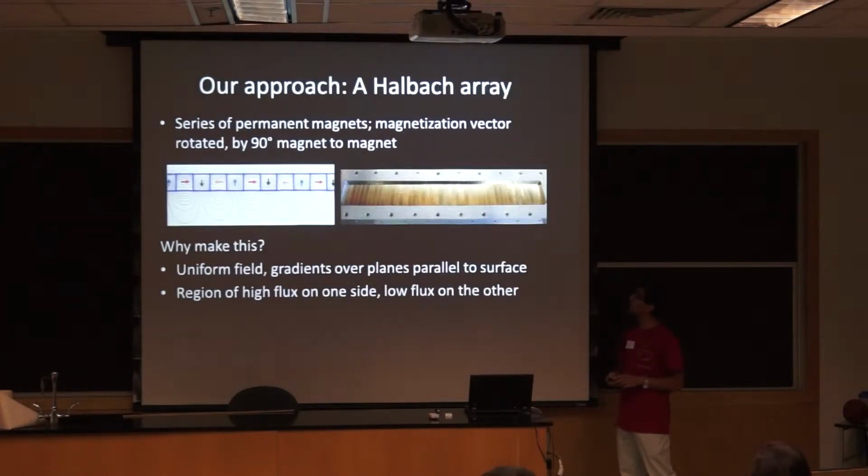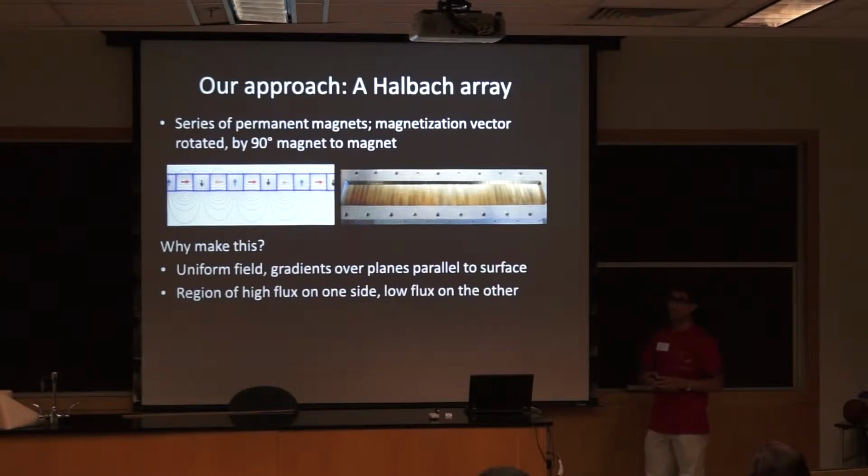Our approach is to take this Hallbach array, which is a series of linear permanent magnets with the magnetization vector rotated for each magnet by 90 degrees. This gives us a nice feature where it's a one-sided flux: there's a high flux on one side and a low flux on the other side. It's kind of like a refrigerator magnet in that sense. But the main feature here is that we get very uniform field and gradients over the planes that are parallel to the surface of the array, where we can do these separations.